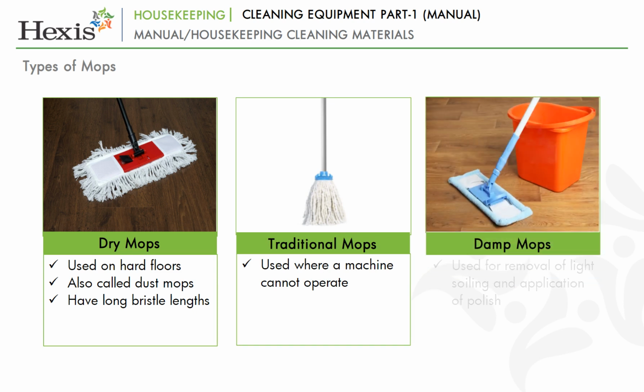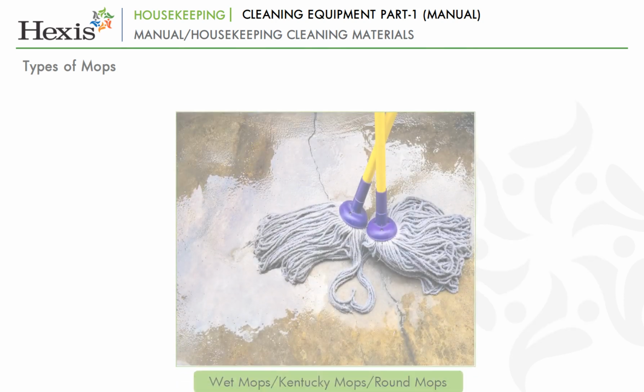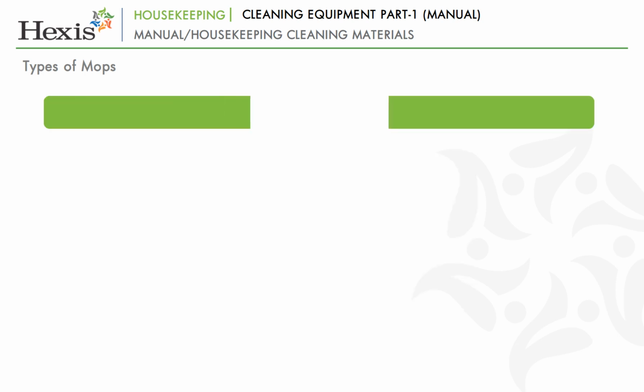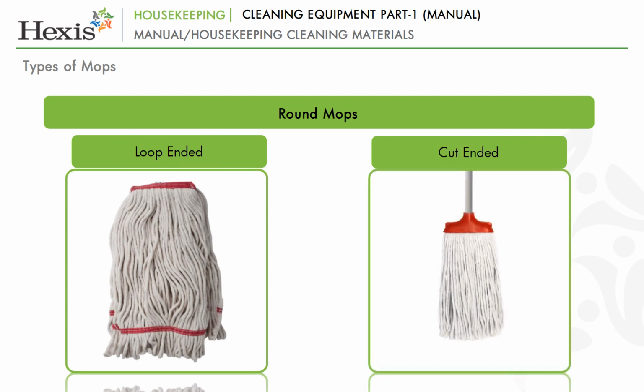Damp mops. These are used for the removal of light soiling from floors or for the application of polish. The heads are made of cotton, sponge, or any fiber capable of absorbing moisture. Wet mops. These are also called Kentucky mops or round mops. Flat mops have shorter lengths of bristles. The round mops are of two types: loop-ended and cut-ended.